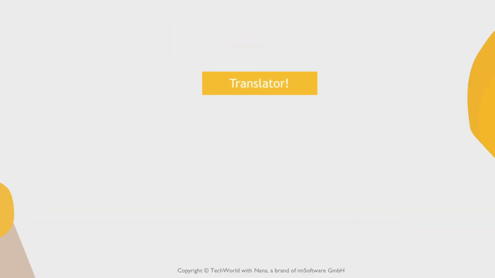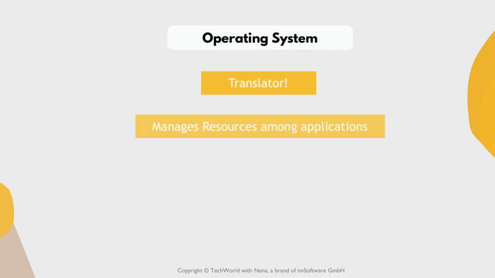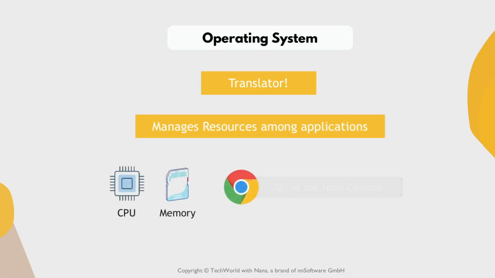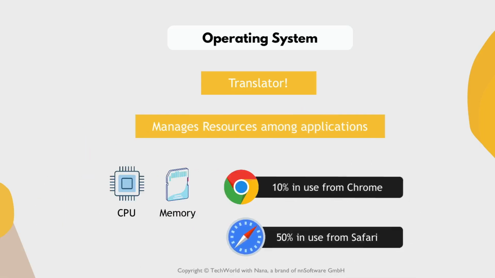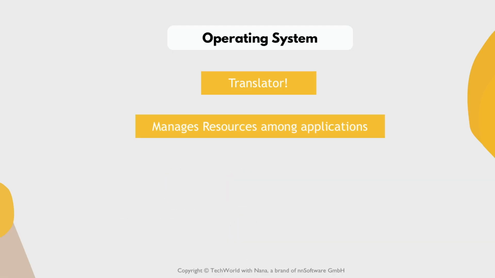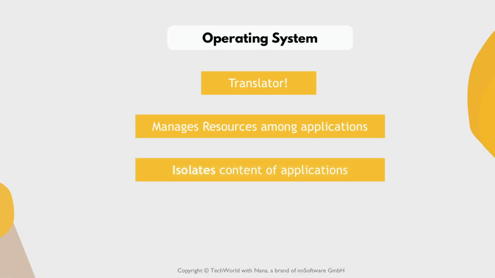Also, operating system will manage the fair usage of resources among the applications. So for example, if Chrome is using a lot of resources or too many resources, but it hasn't been active for a while, and user opens Safari, then operating system will take away the resources from Chrome and give those resources to Safari. So it has an intelligent logic to decide which application gets how many resources. And also it isolates the contents of different applications so that they don't interfere with each other's resources.